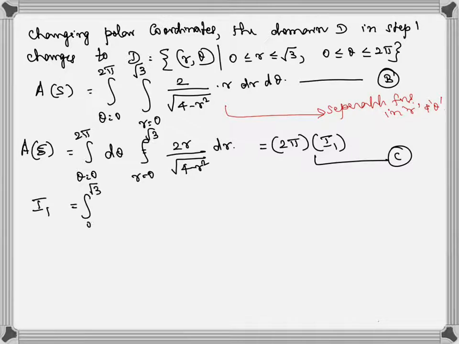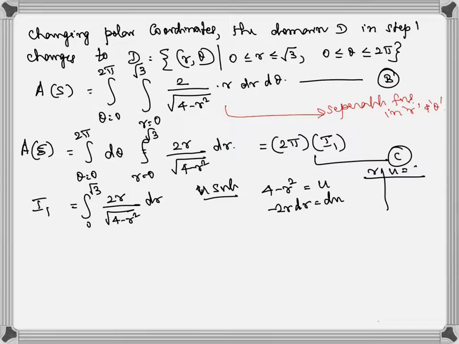So I1 is integral 0 to square root of 3, 2r over square root of 4 minus r squared dr. So obviously the best method here is u-sub. So substitute the expression within the radical as u. So u-sub method would work. So 4 minus r square equal to u. So negative 2r dr equal to du. Then changing the limits correspondingly, r and u, r equal to 0 will give u equal to 4. R equal to square root of 3 would give u equal to 1.